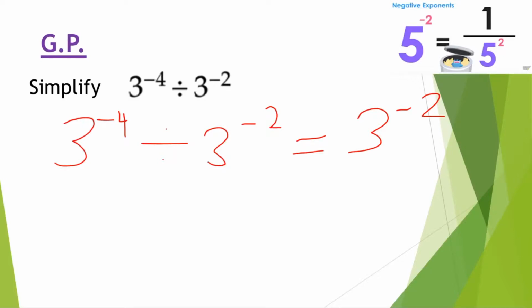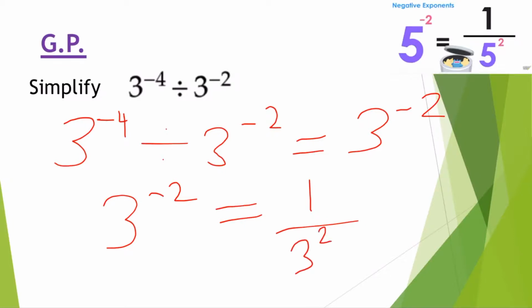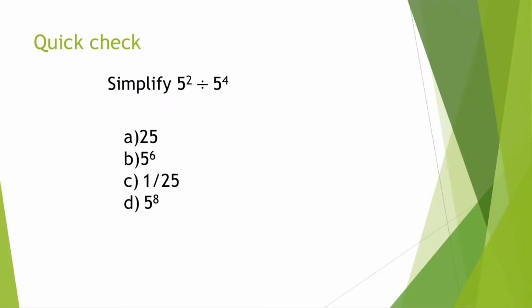So when we do this, we need to get a positive exponent. Now we can make 3 to the power of minus 2 into a positive exponent by putting 1 as a denominator and putting 3 and the power as a positive form. So as you can see here, minus 2 has become plus 2, which became 1 by 3 to the power of 2.